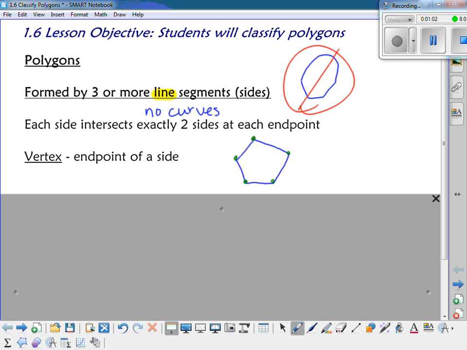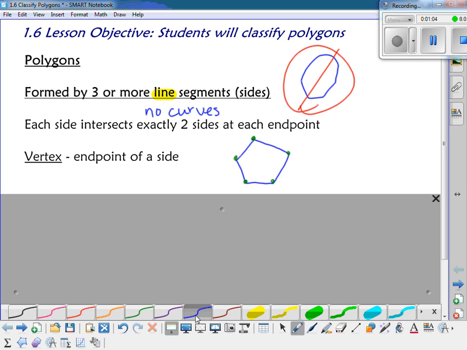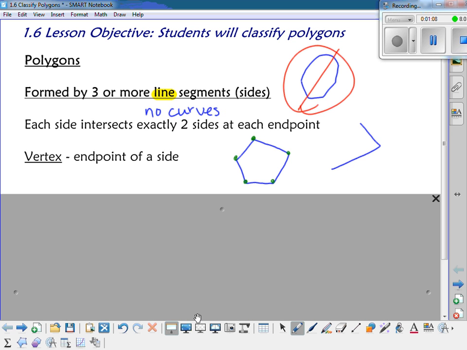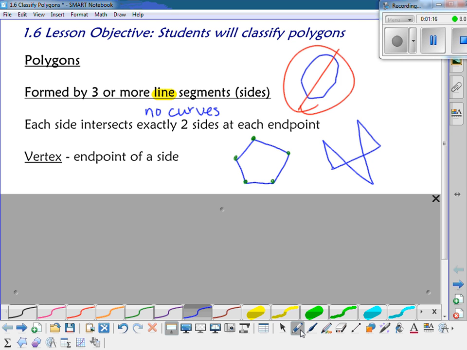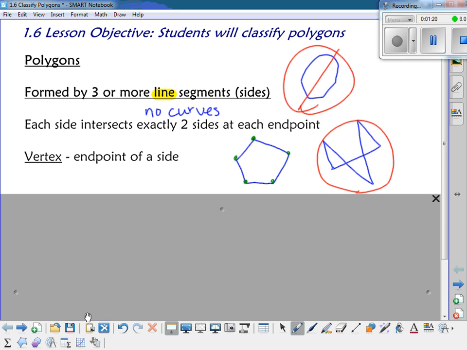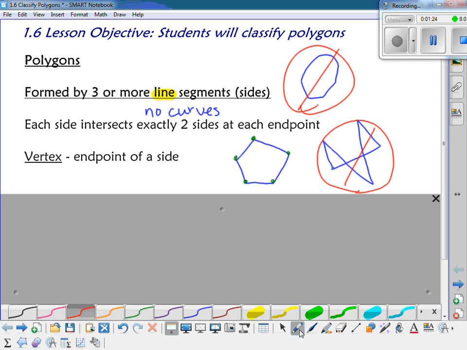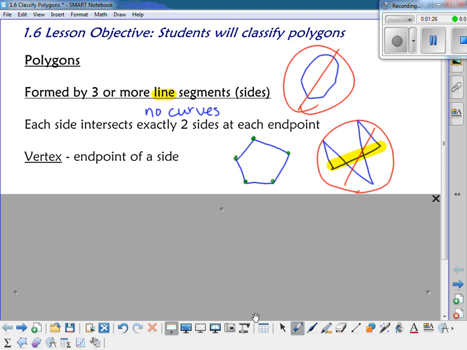So for instance, if I were to draw a figure like this, and I went down and I went through and I crossed the sides, that is not a polygon because this side going through the middle is actually intersecting 4 sides. So that's not a polygon. Because when you look here, it's intersecting 4 times.